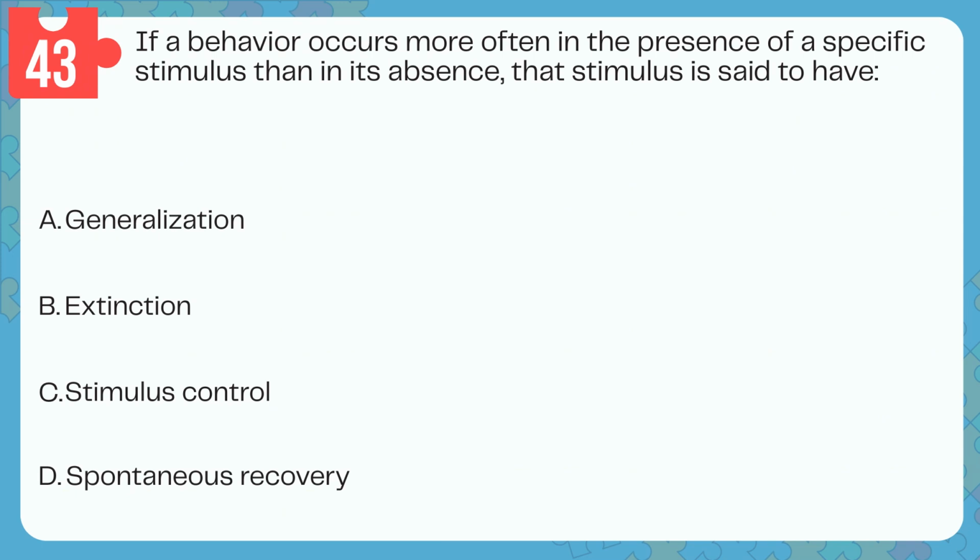Question 43. If a behavior occurs more often in the presence of a specific stimulus than in its absence, that stimulus is said to have A. Generalization. B. Extinction. C. Stimulus control. D. Spontaneous recovery.